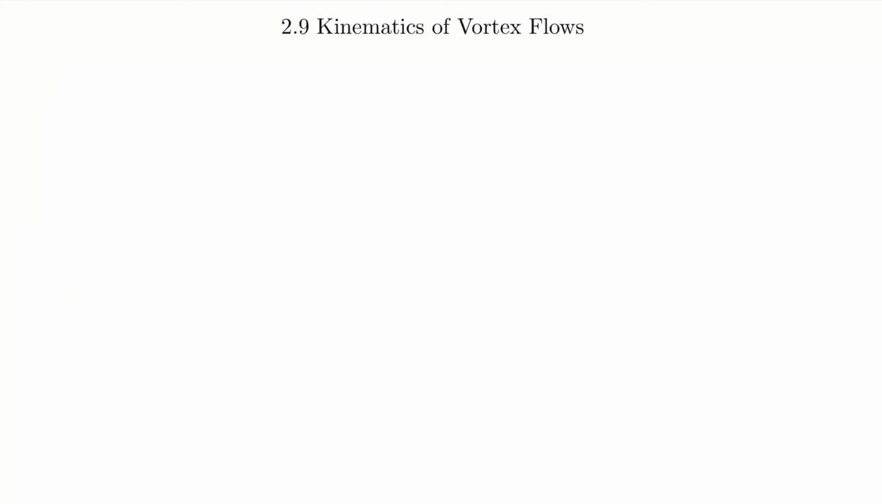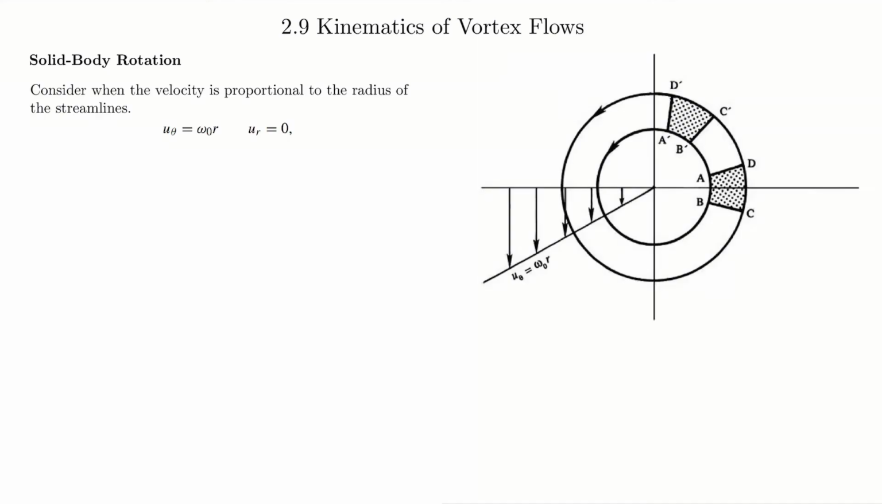Now we're going to look at the same thing, but instead we're going to look at vortex flows. So we're going to use these descriptions we have now to understand vortex flows. We're first going to look at what's known as solid body rotation. For this, we're going to consider where the velocity is proportional to the radius of the streamlines.